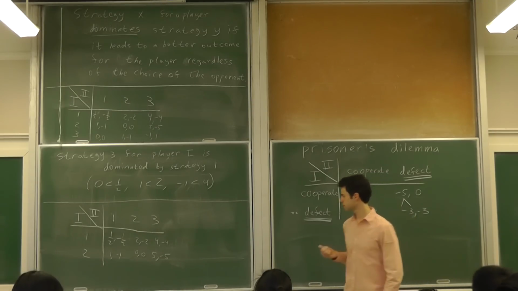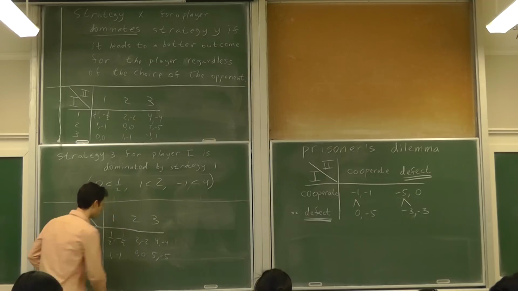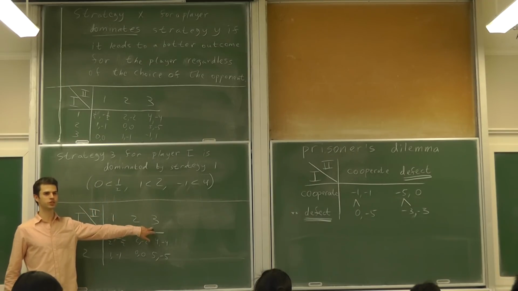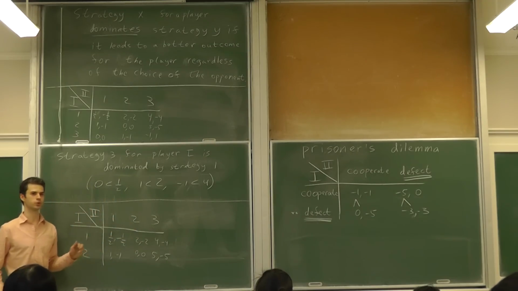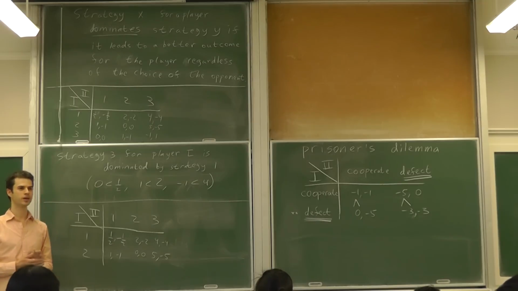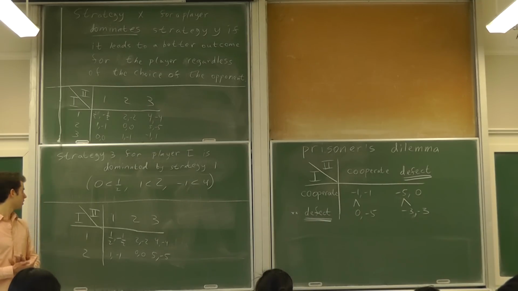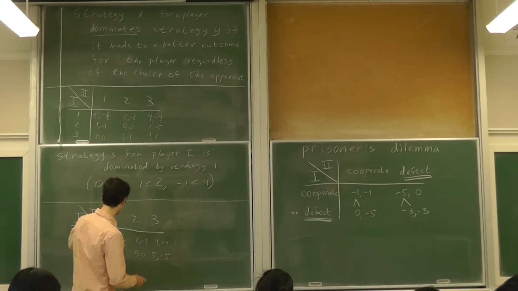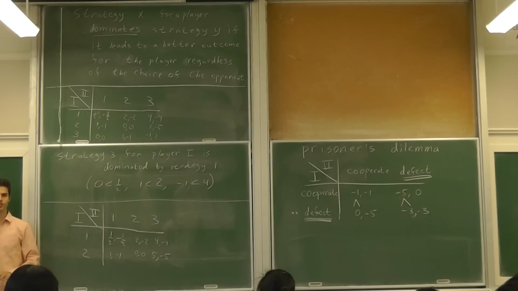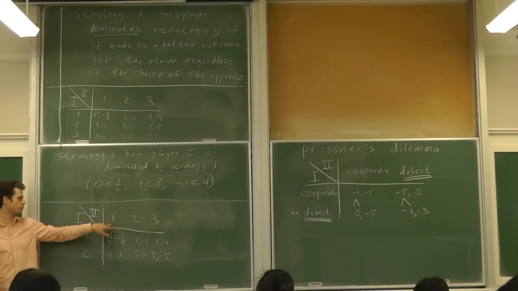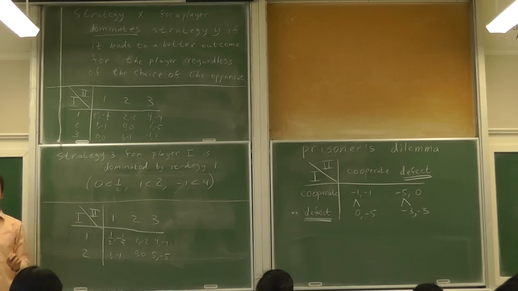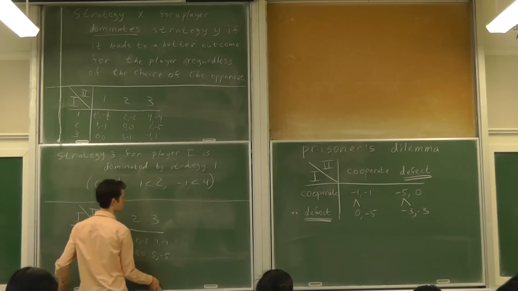Number 3. Player 2 will never play number 3. Okay, so number 3 is strictly worse than what other strategy? What should be replaced by? Well, either, right? Either. Let's see. Yes, either. So strategy number 3 is dominated both by strategy number 1 and by strategy number 2. Okay, so strategy 3.